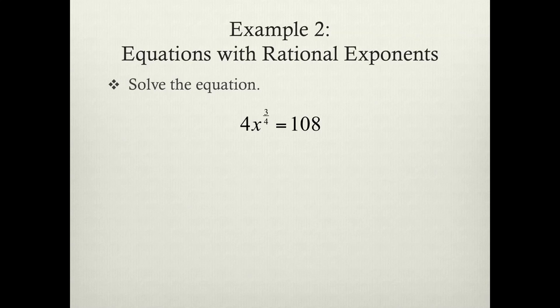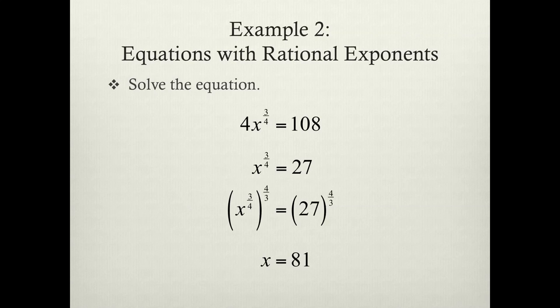In this case, in order to get the exponent piece isolated, we're going to need to divide by 4 first. So that's going to give us x to the 3/4 equal to 27. And then we're ready to raise each side to the exponent that is the reciprocal of the exponent we started with. So x to the 3/4, we want to take that to the 4/3 power. That also means taking 27 to the 4/3 power, and then we can evaluate that number. Cube root of 27 is 3. 3 to the 4th power gives you 81. So our x value is 81.